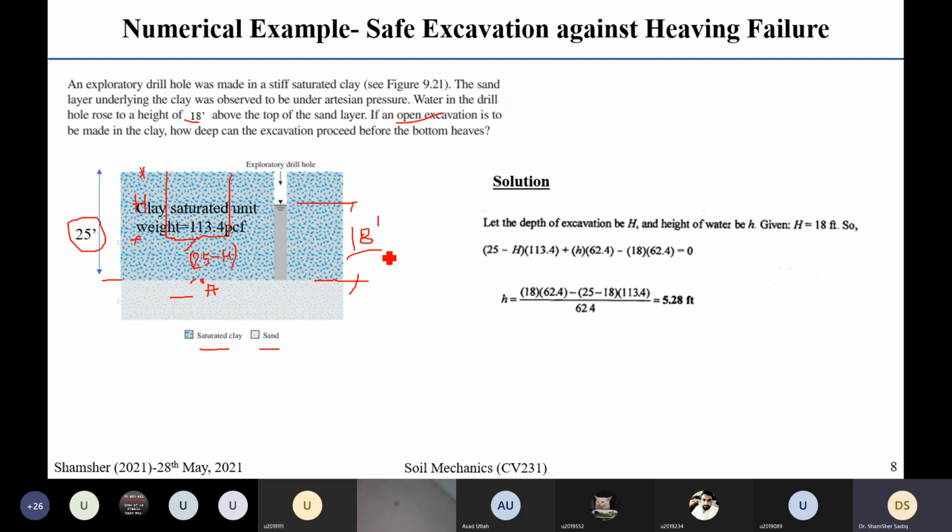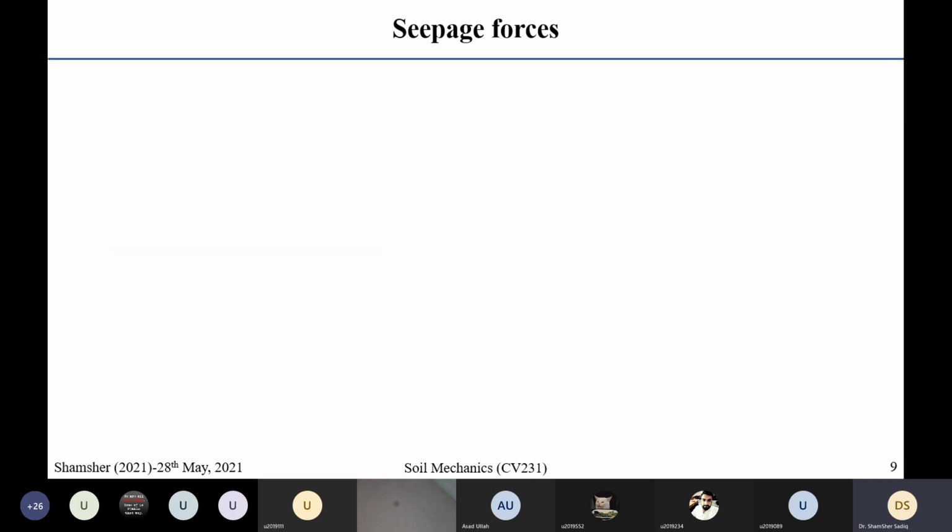So by rearranging this equation, you can calculate the safe height of the excavation without any failure. So you can do it. If there is any issue, you can get back to me.